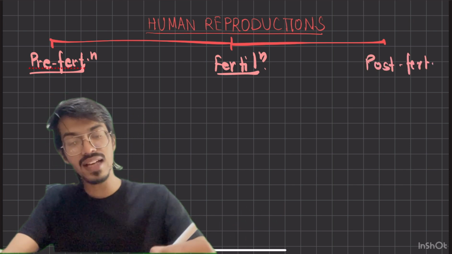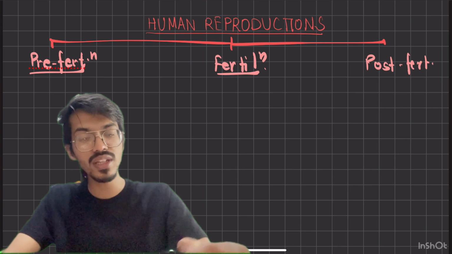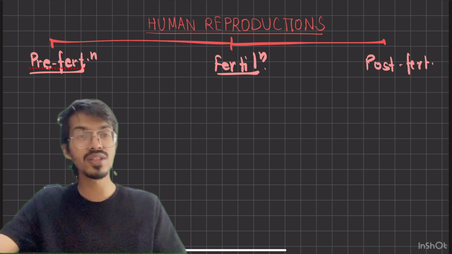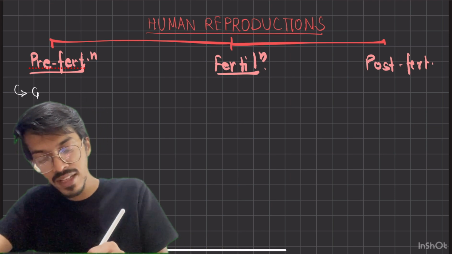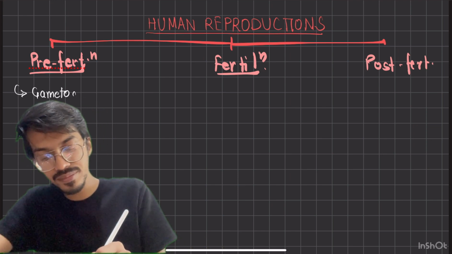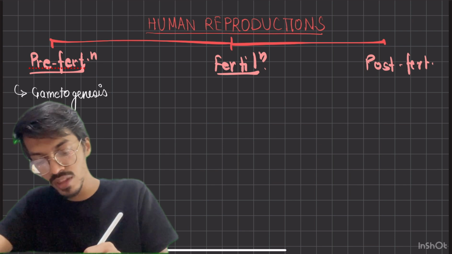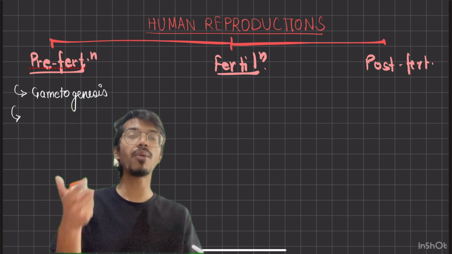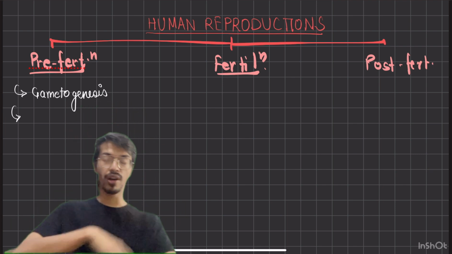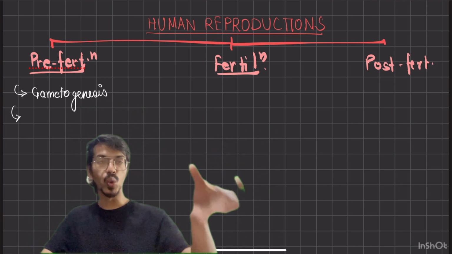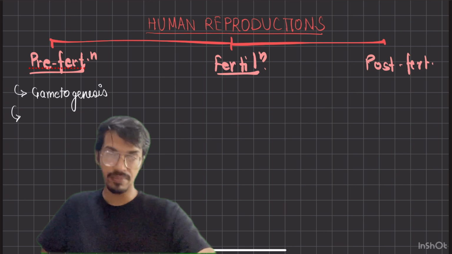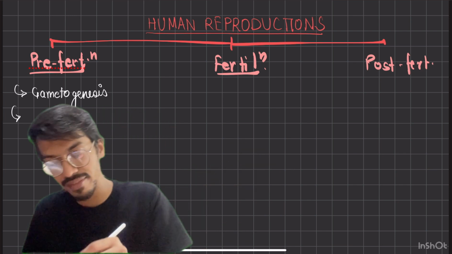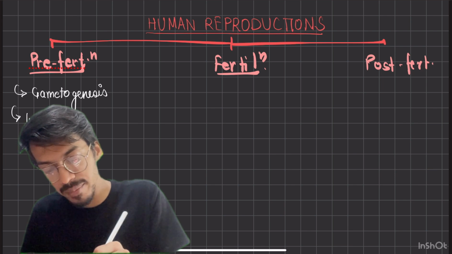This chapter has certain terminologies given for each of them. For example, in the pre-fertilization events, what are the major steps? That is gametogenesis, gamete formation, then the gamete transfer. In case of humans, the male copulatory organ, the penis, is inserted inside the female reproductive tract, and then the semen is ejaculated out, and this process is known as insemination.